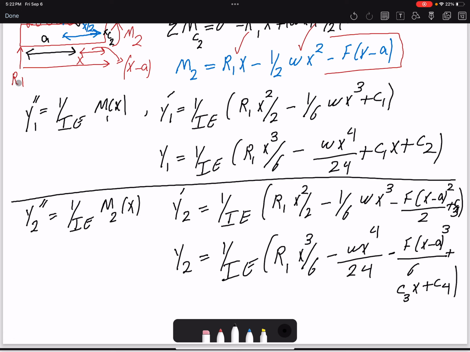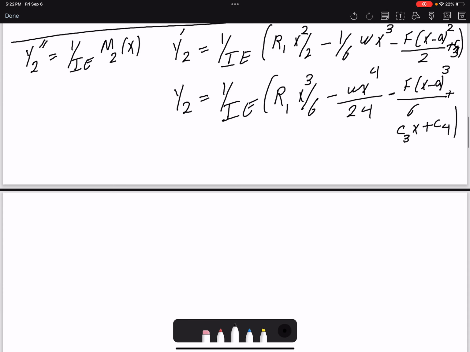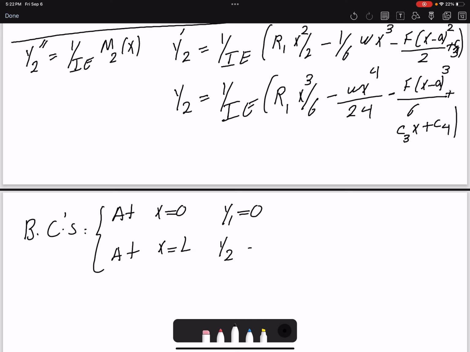Now it's time to find integration constants C1, C2, C3, C4. We have 4 integration constants, so we need 4 conditions. What are our conditions? 2 of them are obvious, the other 2 not quite. We can say that at x equals 0, y1 would be 0, and at x equals L, y2 would be 0. At x equals L is the second part, that's why we use y2. The deflection at the two ends of the beam are 0 because it's simply supported.